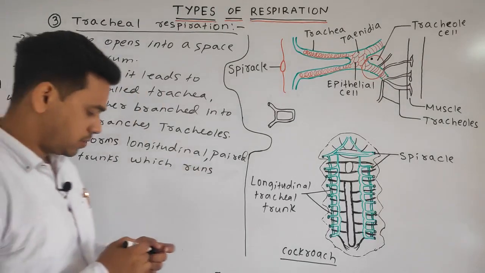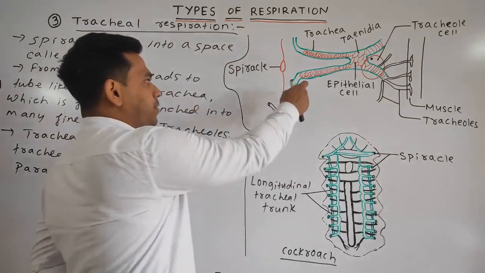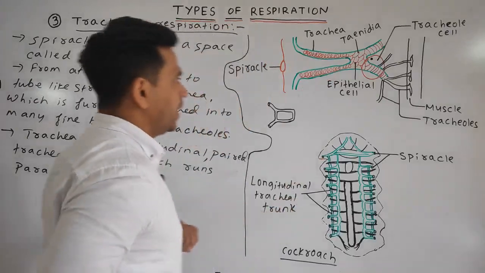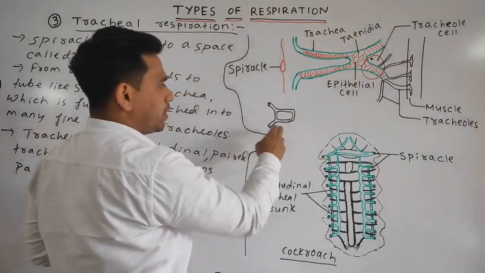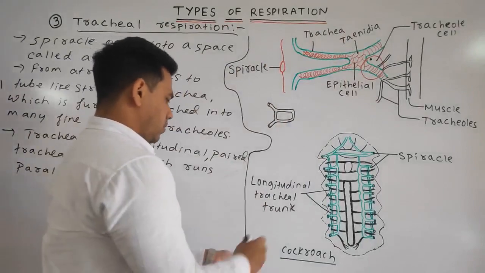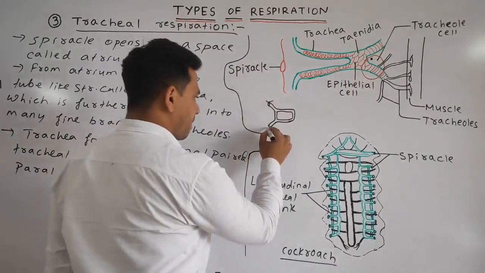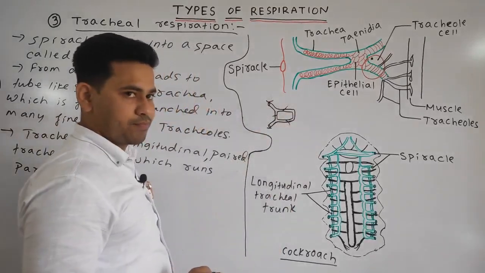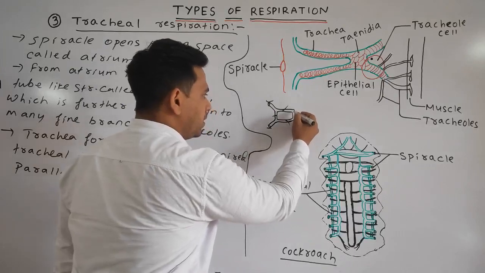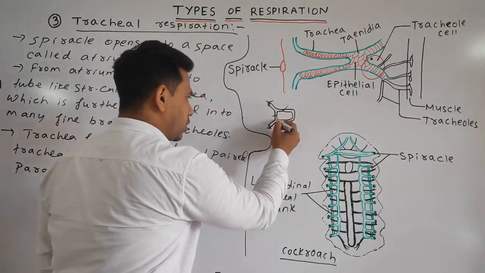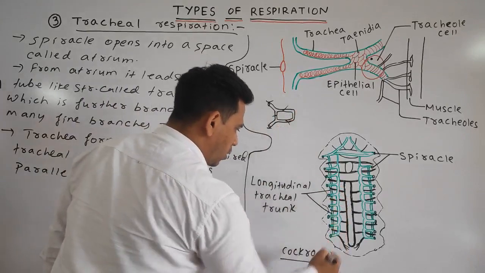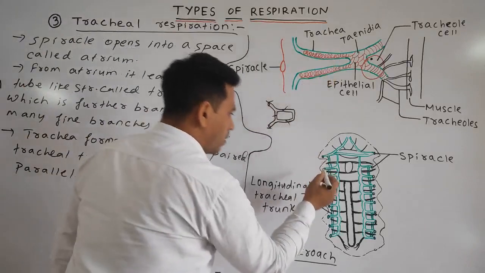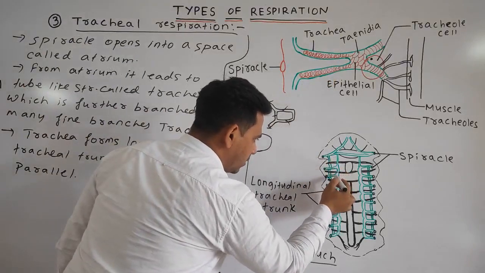See what I have written. Students, I have drawn only one segment of the trachea. If I elaborate this structure, it looks somewhat like this. These are the spiracles, which open into the atrium. Further it goes on to the trachea, and these are the various commissures, meaning they are interconnected, and these structures are called the longitudinal tracheal trunks. These are the trachea, students.